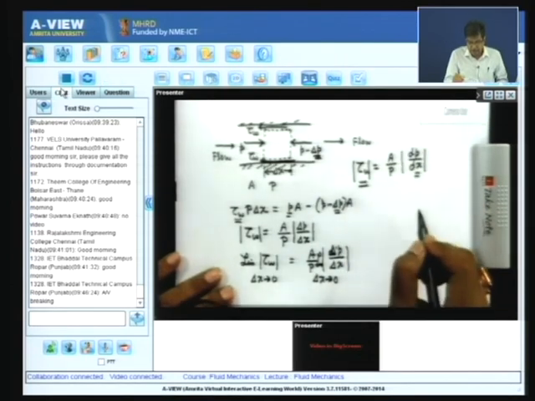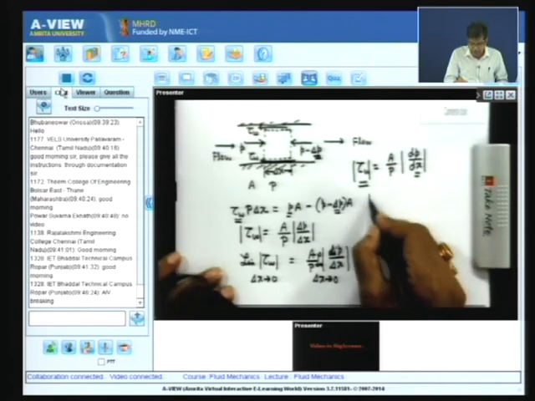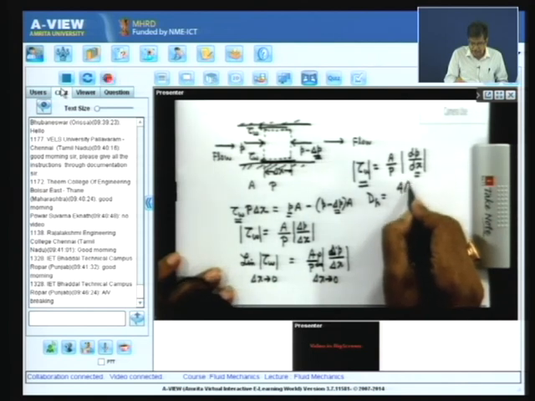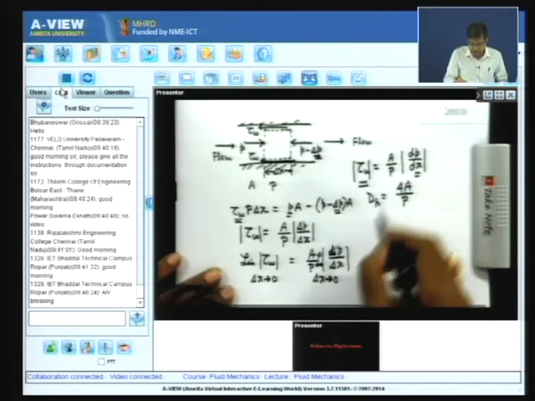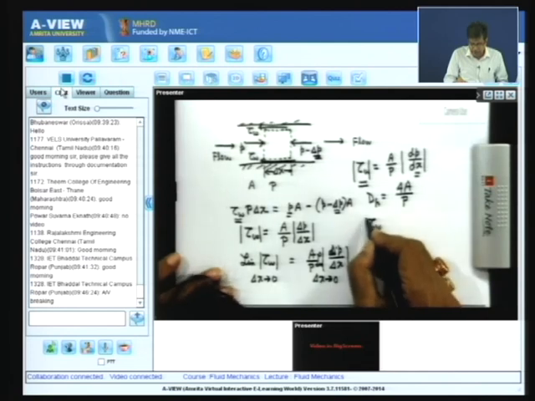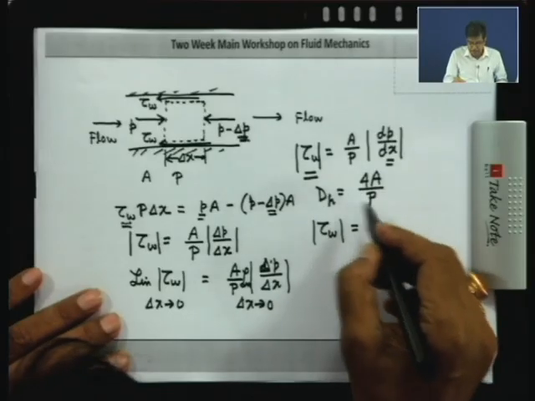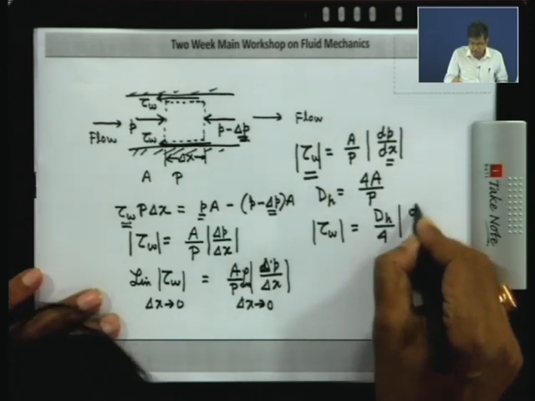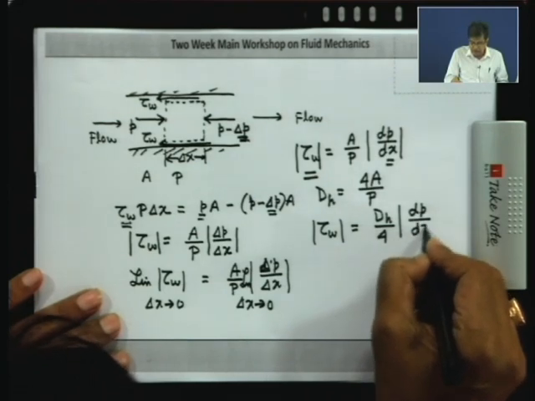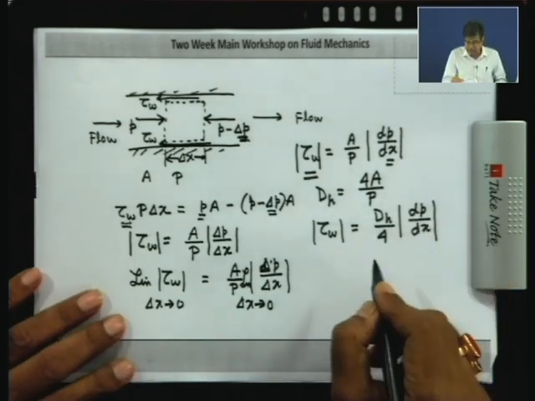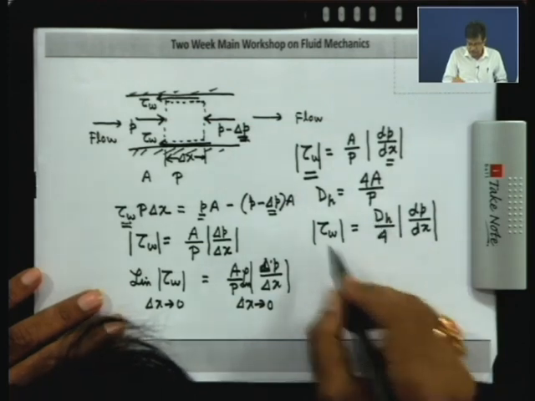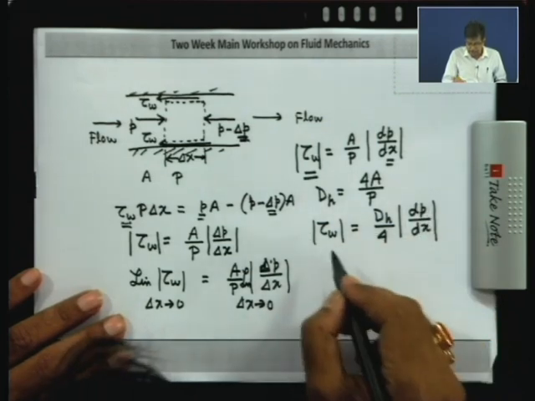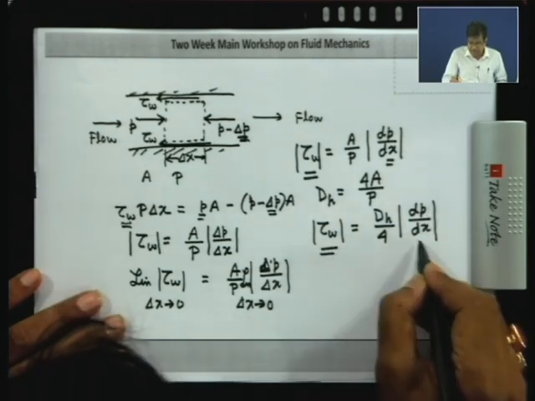Now, if a hydraulic diameter is defined for any closed conduit as 4 times the cross sectional area divided by the perimeter, then it can be written that tau W is equal to this A by P, which is hydraulic diameter by 4, times dP dx. Now, in case of a pipe, this hydraulic diameter is D. So, tau W is D by 4 dP dx, already you have developed this equation, and this is a very important equation, that shear stress is related to pressure gradient.